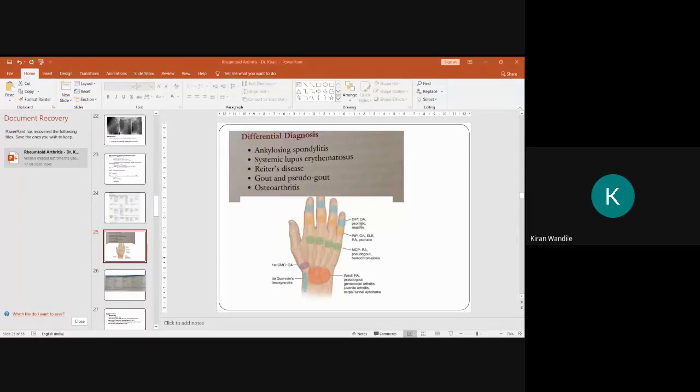So you should know this differential diagnosis. Then out of these various pathological arthritis, which is a non-erosive arthritis? It doesn't cause erosion of the bone. That is called non-erosive arthritis. Can you name an example of non-erosive arthritis?